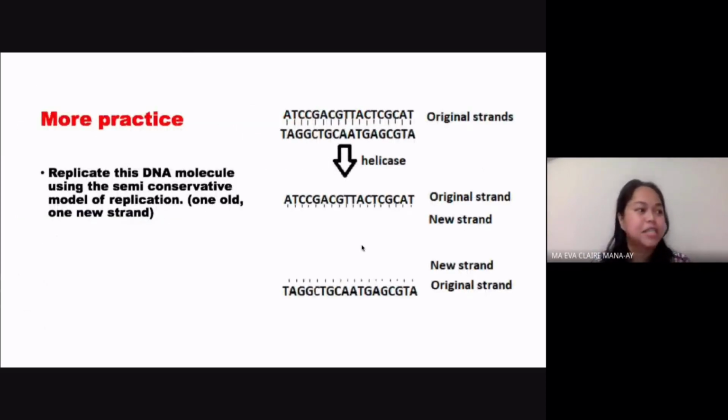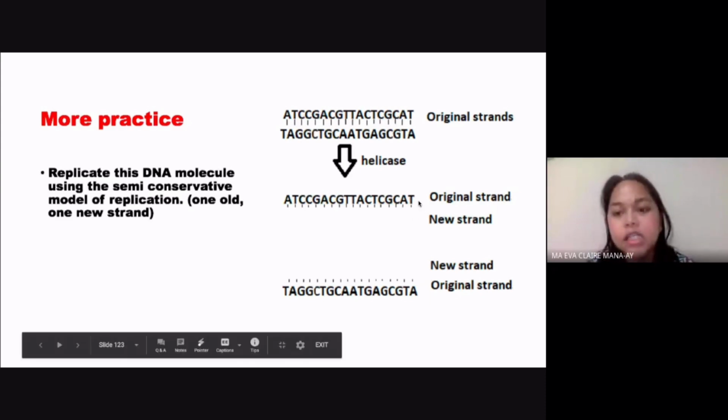Now this here is more complicated than the one that we just had. We are going to replicate this DNA molecule. Say you have this DNA molecule. Those are the strands of your original DNA molecule. Now this has been acted upon by your enzyme DNA helicase, and it got unwound. So it has been unwound by your DNA helicase.